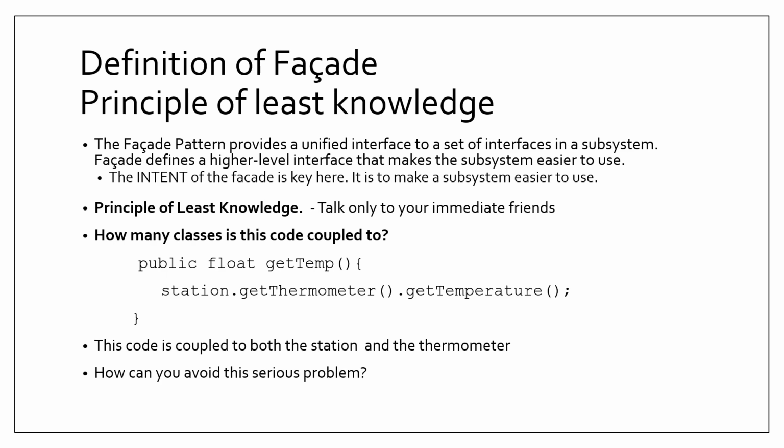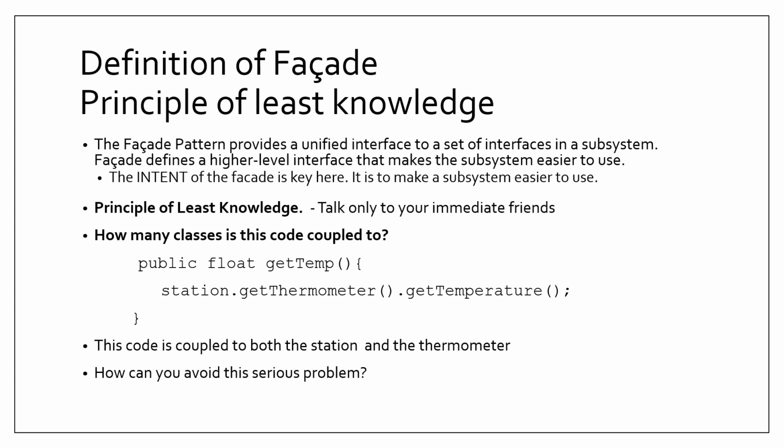All right, so the definition of a facade and the principle of least knowledge. This is one of our new principles that you have to learn. The facade pattern provides a unified interface to a set of interfaces in a subsystem. It defines a higher level interface that makes the subsystem easier to use, and the intent of it is what separates it. It's trying to make the subsystem easier to use, all right?